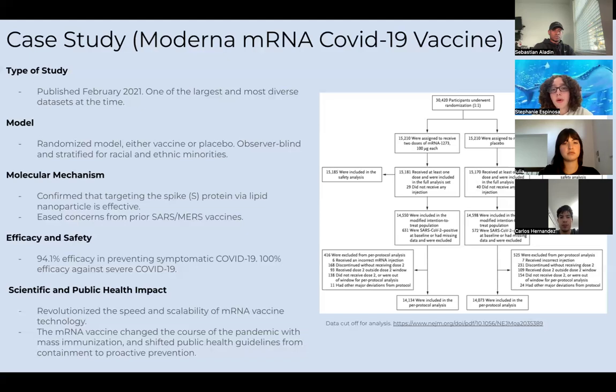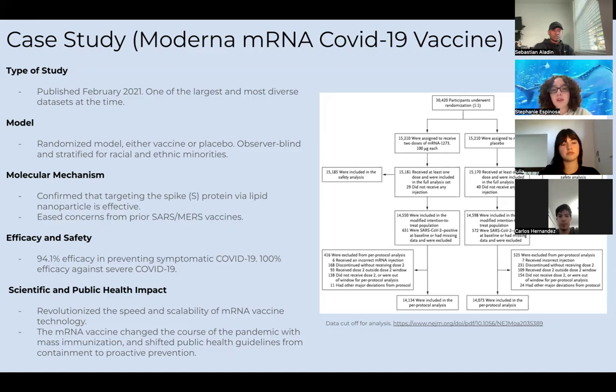It had a randomized model with 30,420 adults across 99 sites in different states across the US receiving either the vaccine or a placebo vaccine. The volunteers were randomly assigned a vaccine, and they followed through with 2 doses, 28 days apart.